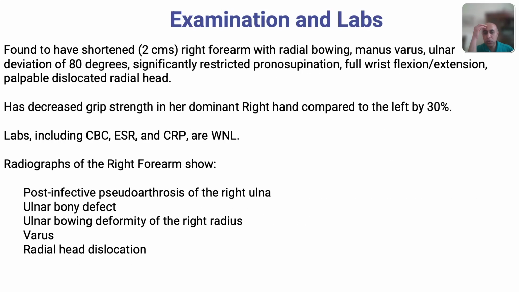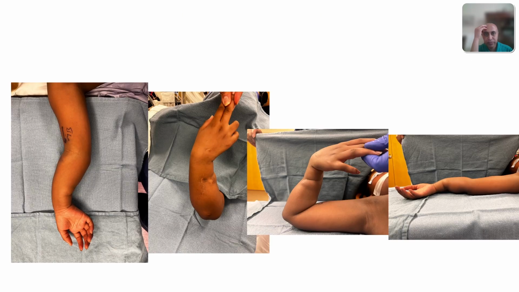On examination, we found that she had a shortening of a couple of centimeters of her right forearm with significant manus varus deformity and radial bowing, and increased ulnar inclination of the distal radius, as well as restricted pronation and supination, but reasonably good flexion and extension at the elbow, as well as at the wrist. But she had an anteriorly dislocated radial head, but it was not impeding elbow range of motion. She had decreased grip strength compared to the other side, about 30%. Labs were all normal.